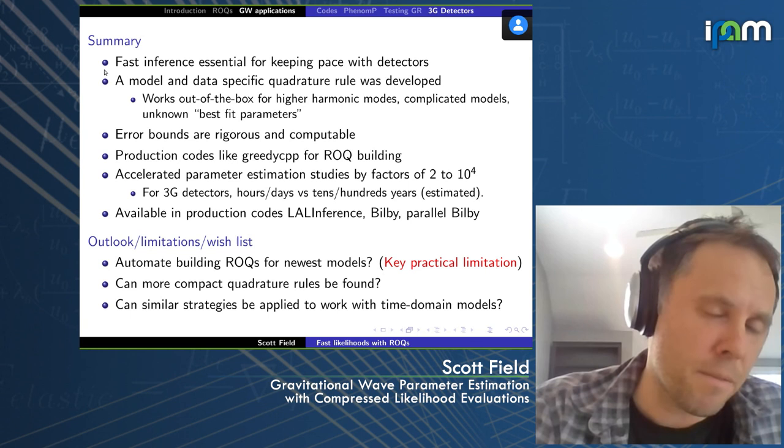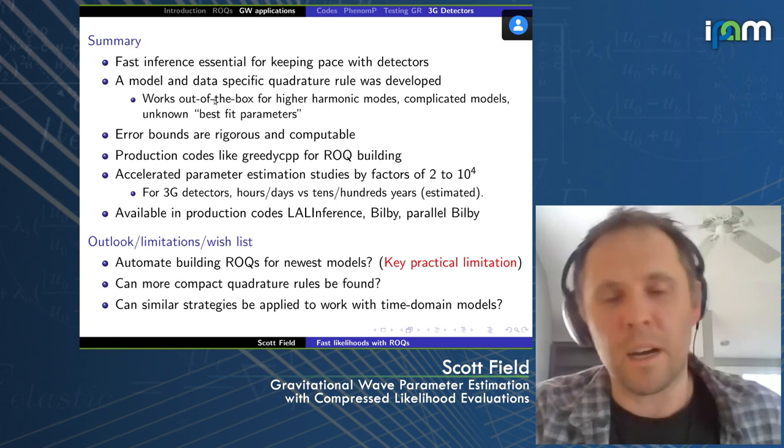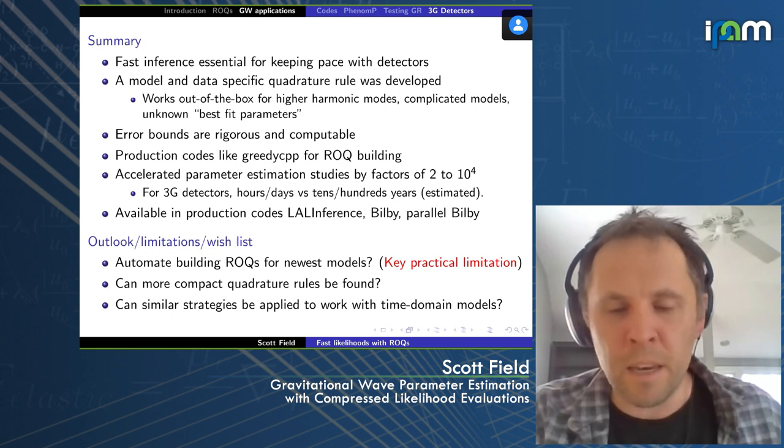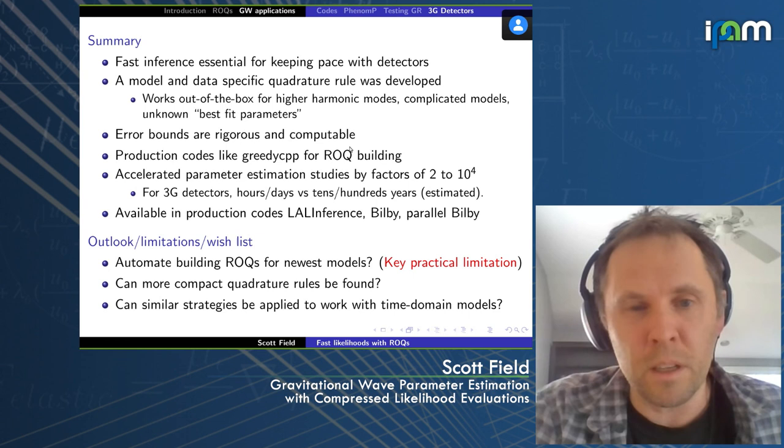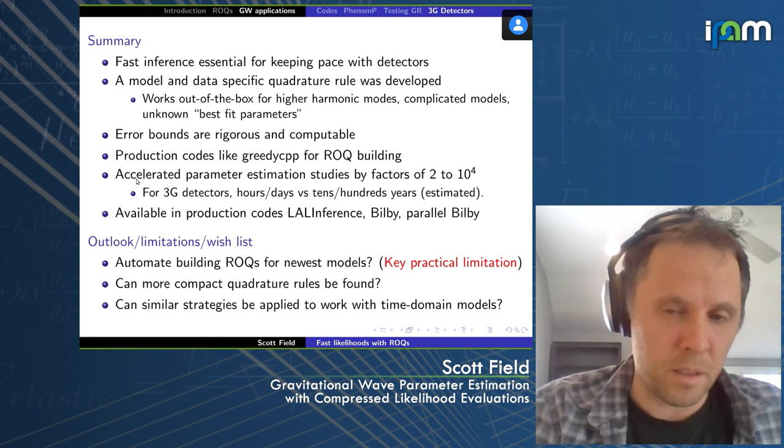So this is one specific, targeted approach for this. It's a data-specific quadrature rule. It works for complicated models, higher harmonic modes. You don't have to know anything about the signal ahead of time, so you don't have to know where the best fit parameters are. You can just use your sampler out of the box. We have error bounds that are computable, and a lot of work has been done over the past few years to write codes that can build reduced order quadratures. And we talked a little bit about the speedups that can be achieved.